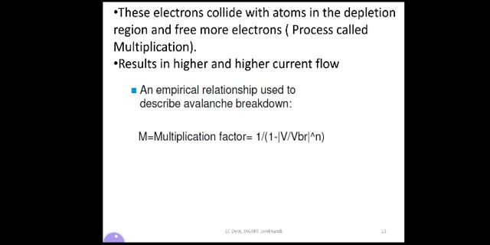The efficiency of the avalanche breakdown can be expressed in terms of the multiplication factor M, as shown in the figure. Multiplication factor M is given by M = 1 / (1 - (|V| / VBR)^n), where the exponent n varies from 3 to 6 depending on the type of material used for the junction. Here V and VBR represent the applied voltage and the breakdown voltage respectively.